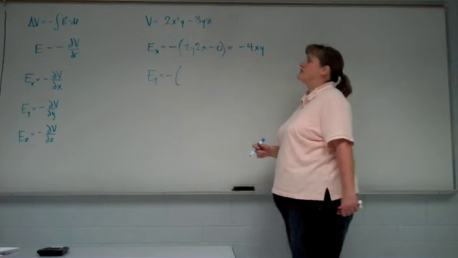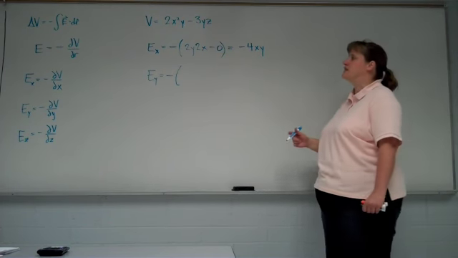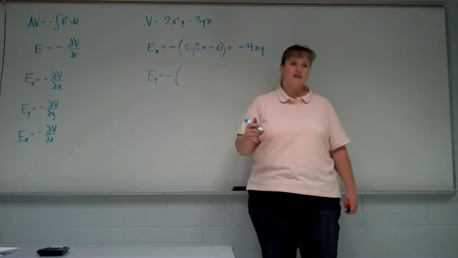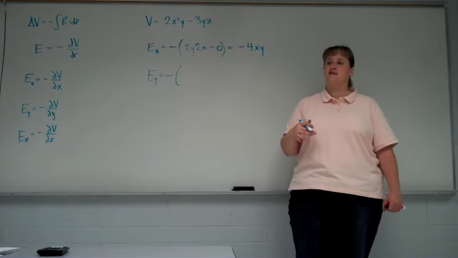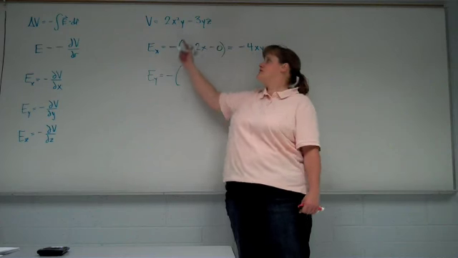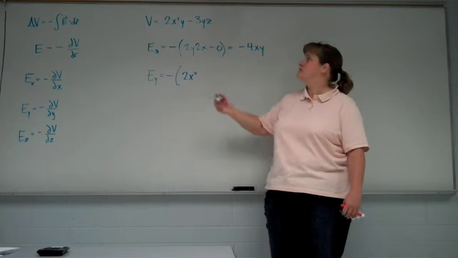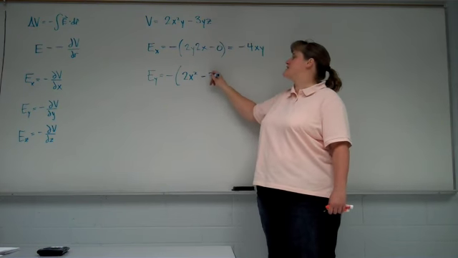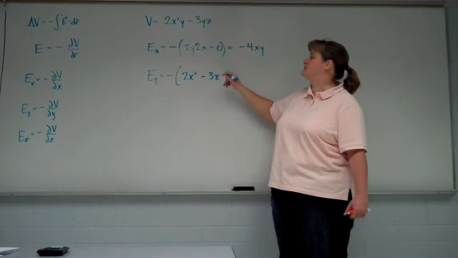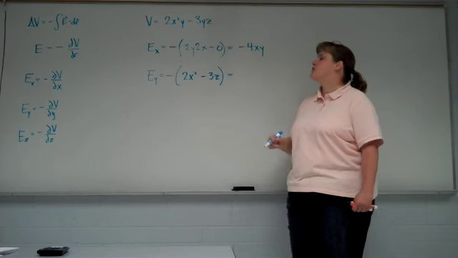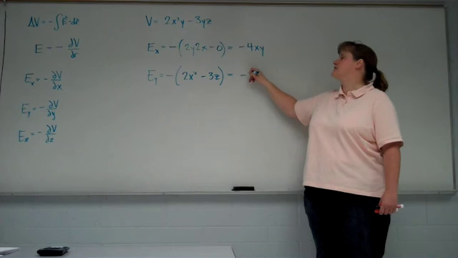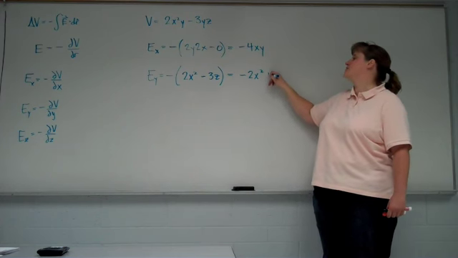So the y component, what will the first term be? You treat y as your variable, you treat x's and z's as constants. Right, 2x squared is a constant, derivative of y is just 1. So here the 3z is constant, derivative of y is 1. So the y component of our electric field is negative 2x squared plus 3z.